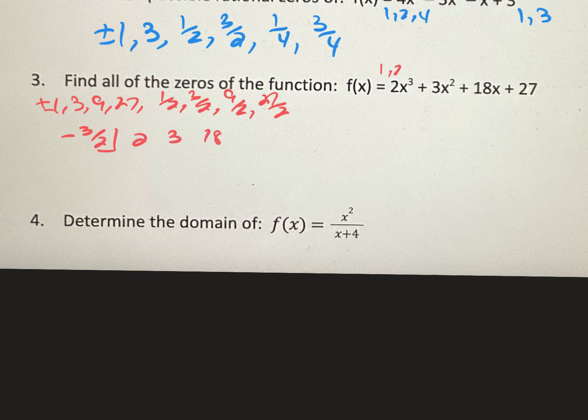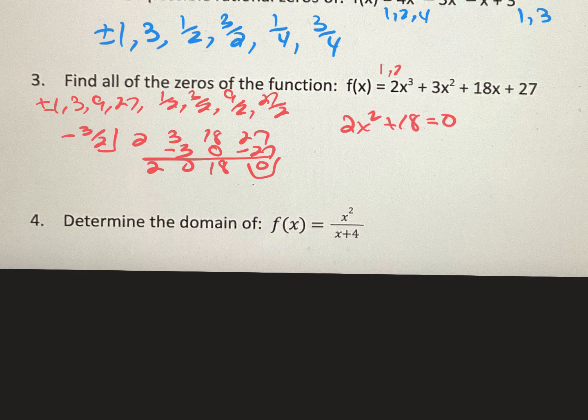2, 3, 18, and 27. Let's see what happens here. Bring down the 2. When I multiply that, the 2's cancel, gives me negative 3, which is 0. Multiply, I get 0, 18. This time, 2 goes into 18 9 times. 9 times negative 3 is negative 27. You get a 0. That leaves 2x squared, no x's, and 18.